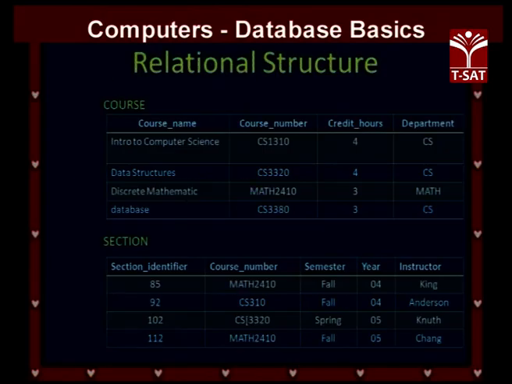You can see in this slide the relation structure. We have a table called course and a table called session. These are two different tables in a database. But to form a relationship between these two tables, to link or map them, we have one common column called course number. In the course table we have a column called course number, and in session we have the same column, course number.